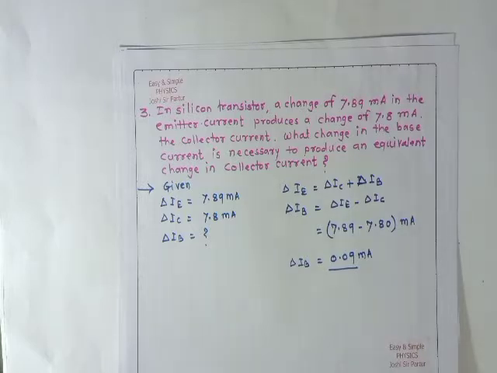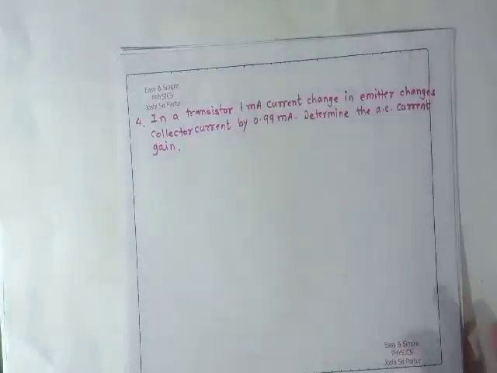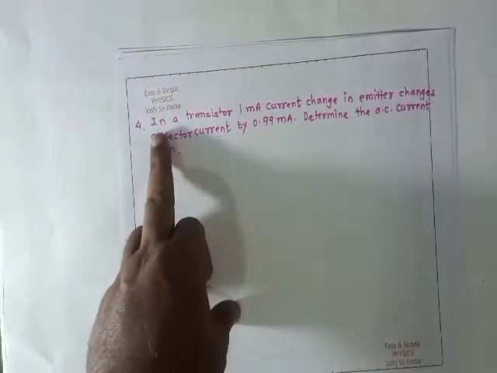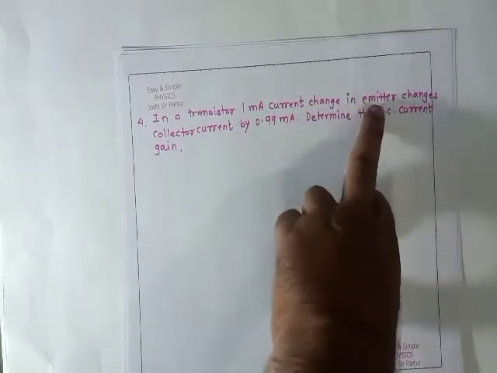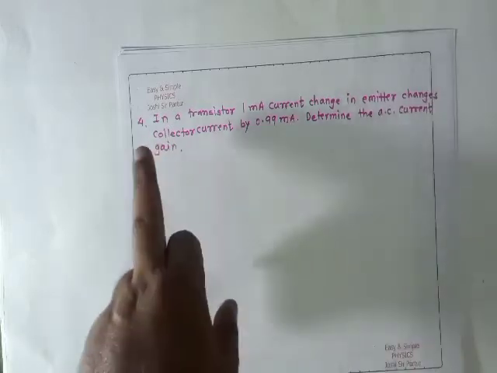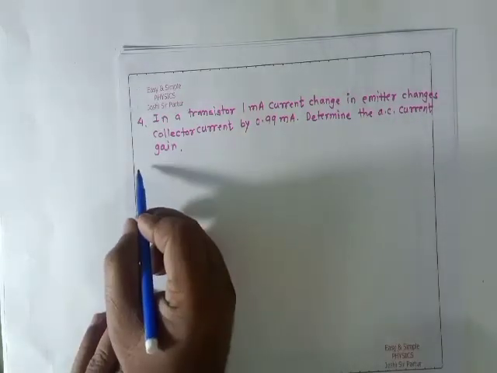Again, let us solve another question using another formula like this. In a transistor, a 1 milliampere current change in emitter changes collector current by 0.99 milliampere. Determine AC current gain. Here we can use another formula. Such type of question is also asked for 1 mark.